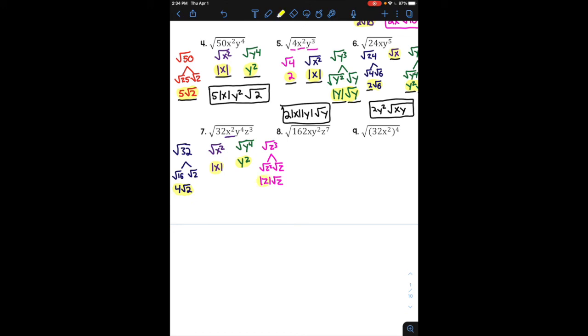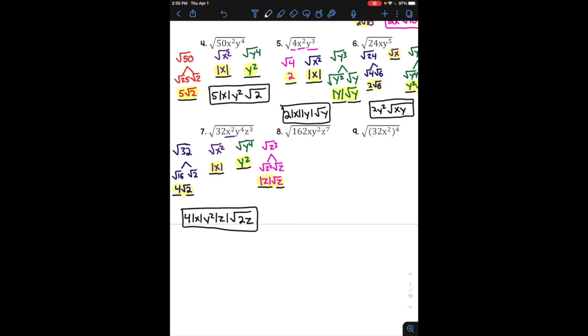Let's put all the pieces together to write it in one expression. All the outside parts would be 4, absolute value of x, y squared, absolute value of z. Everything inside the radical would be the 2 and z, so the square root of 2z. What I'm going to ask you guys to do is pause the video, try problem number 8 on your own, and then go ahead and play the video to check your answer.